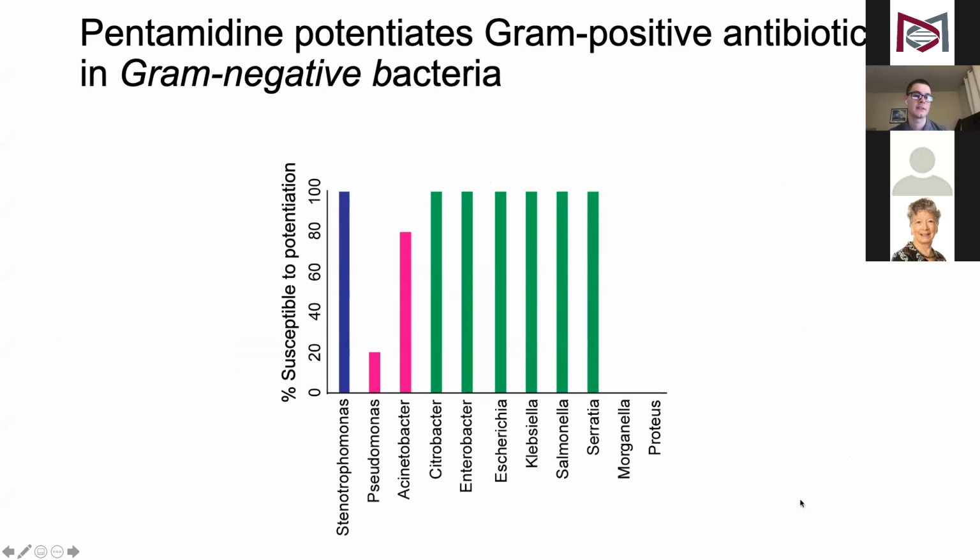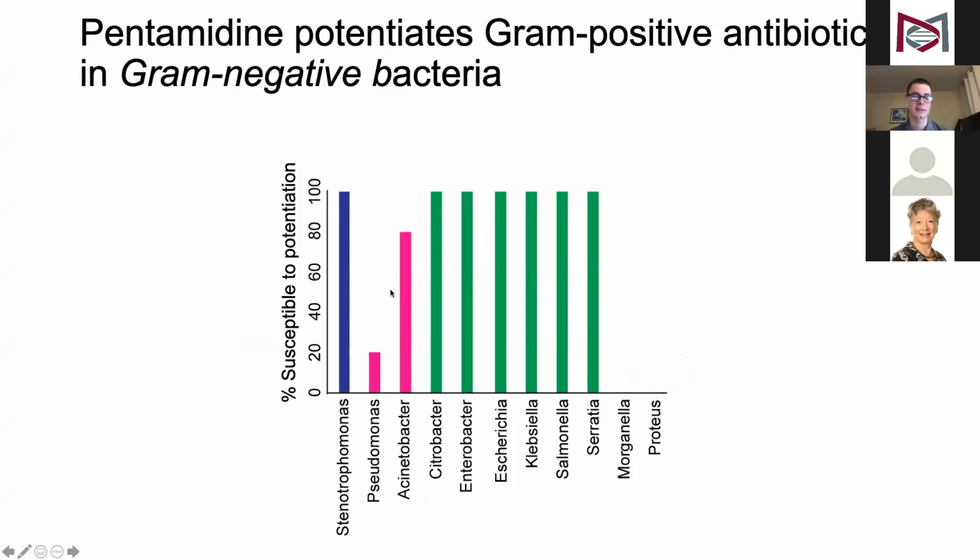Our next step was to see if this synergistic interaction existed beyond just a lab strain of E. coli. We tested a number of clinical isolates and a number of different bacterial species. In general, most species tested were susceptible to a combination of pentamidine with rifampicin. An exception was that we saw no strains of Morganella or Proteus susceptible, and only 20% of Pseudomonas. Notably, 80% of strains of Acinetobacter tested were susceptible to our combination.